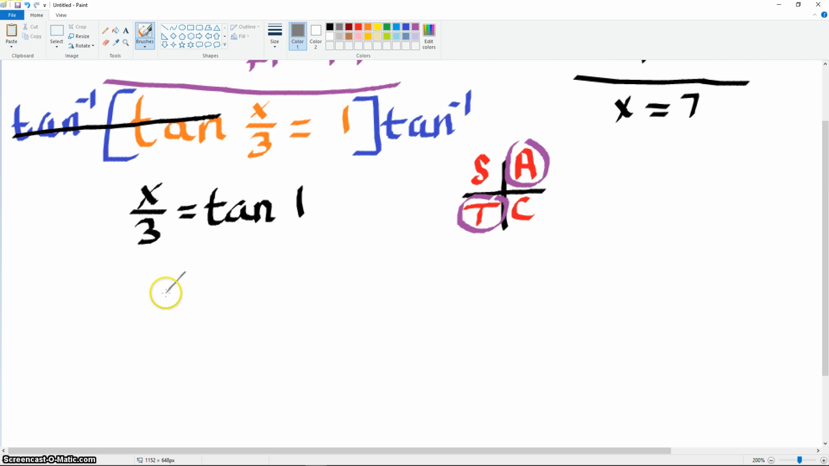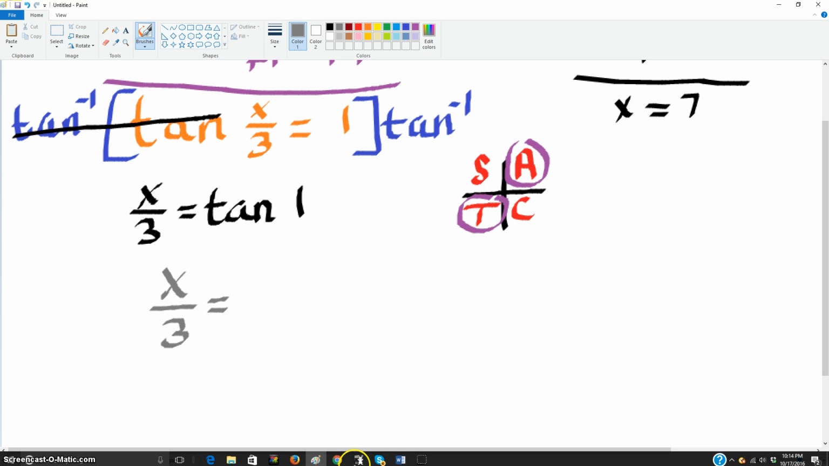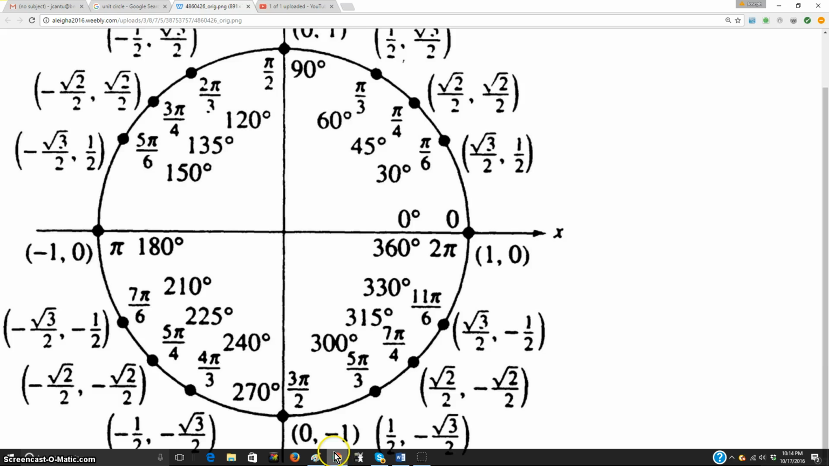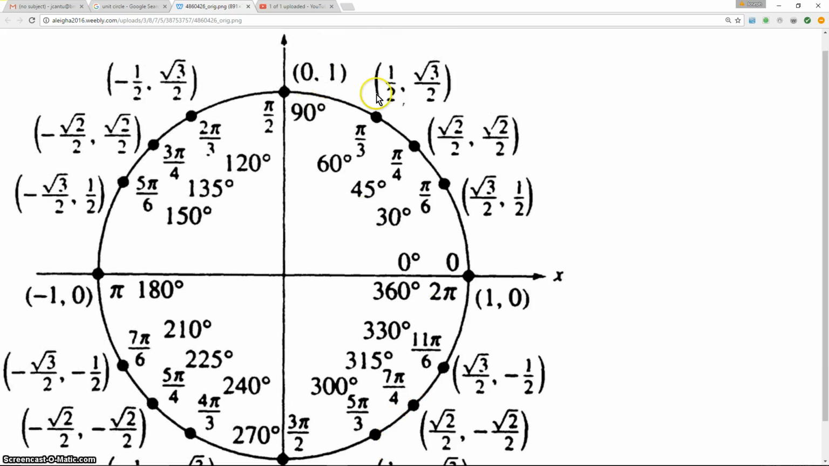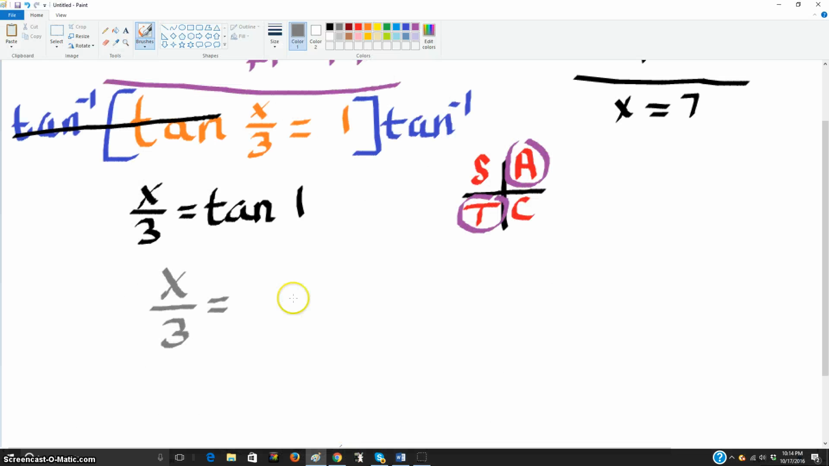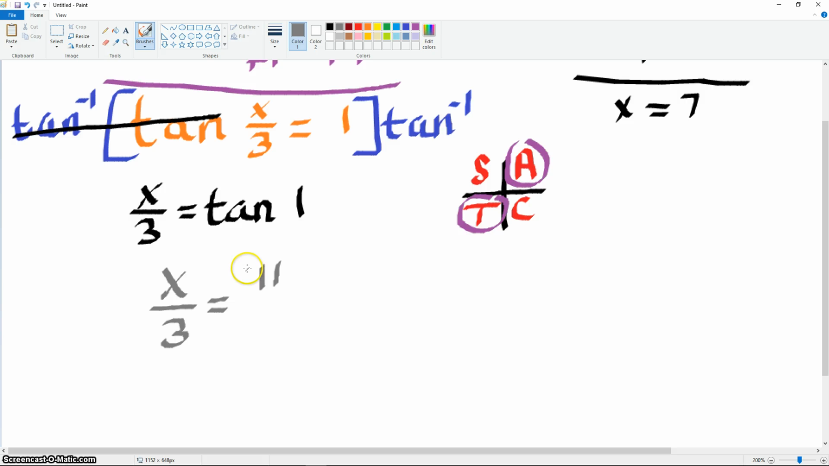So let's continue. So we're going to have x over 3 is equal to, let's look at our unit circle. Quadrant 1. So where in quadrant 1 are the x and the y the same? Because remember, anything over itself is equal to 1. And that happens right here at pi over 4. So that's going to be our first solution, pi over 4.